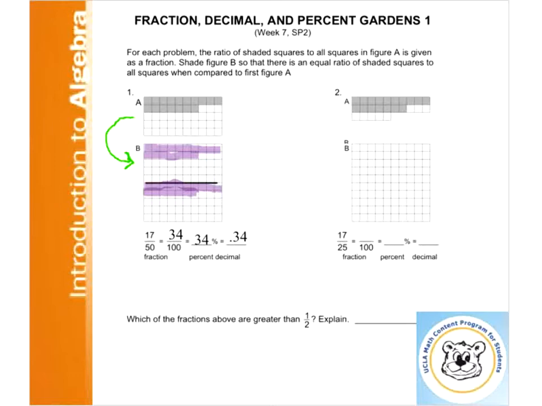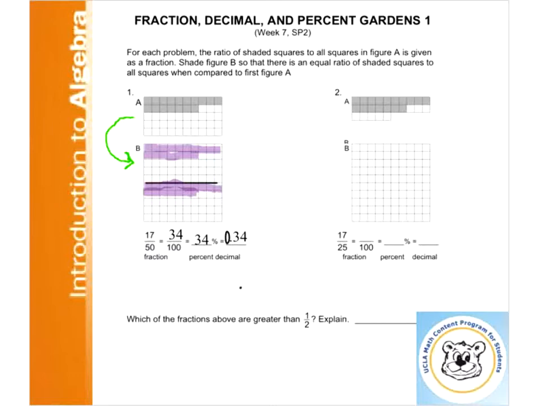And that's basically the idea. We're using the splitting method, the replicating method, which was introduced in 6.1, and we're using this 100 square grid to help students convert a fraction into a percent and then into a decimal. One thing that I do want to point out also is that the students may shade in different ways.